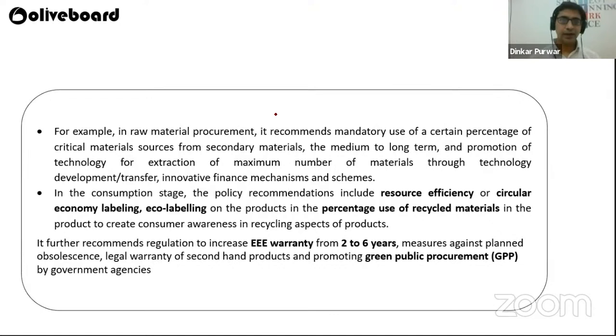On raw material procurement, it recommends a mandatory use of a certain percentage of critical material sourced from secondary materials, and in the medium to long term, promotion of technology for extraction, where you can properly extract and use the materials. In the consumption stage, the policy recommends resource efficiency, circular economy labeling, and eco-labeling on products with the percentage use of recycled materials, so how much percentage has been used as recycled material in the product, to create consumer awareness on the recycling aspect of the products.